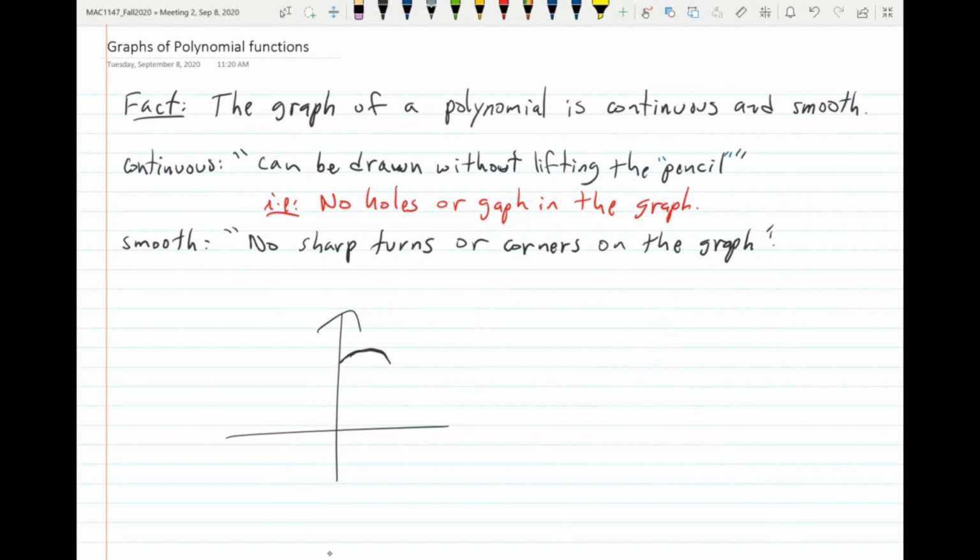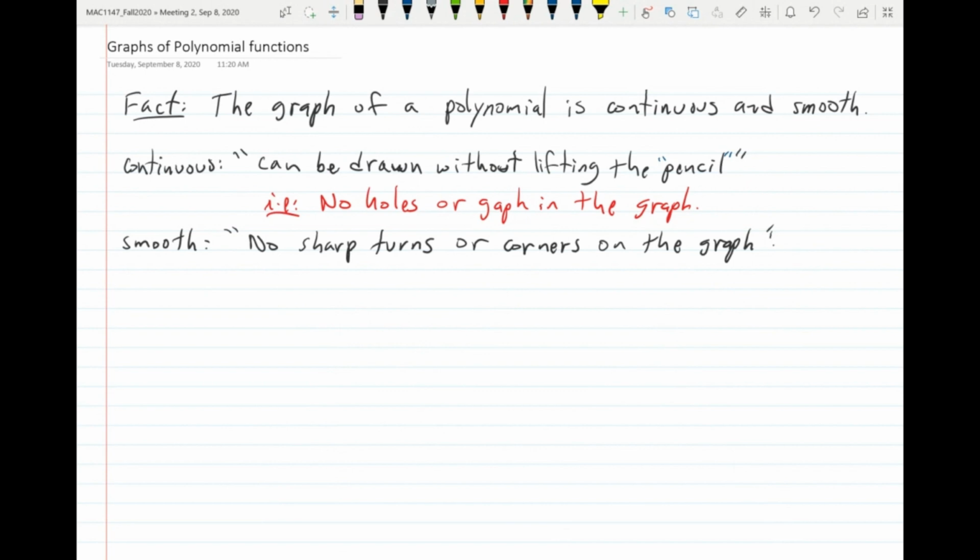All right. So that's the idea of continuous and smooth, and the functions that we are trying to study, the graph looks like this. Okay. So when we're graphing, we're gonna be dealing with smooth and continuous graphs. Okay. All right, so I'm gonna give you now some definitions to be able to understand graphs.